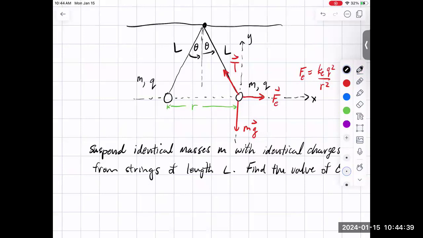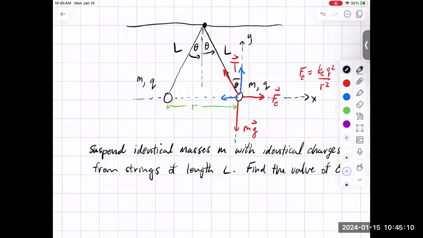I made that choice because two of my forces are already along those axes. I have my electrostatic force along the x-axis, and the gravitational force along the minus y-axis. And so if I want to separate things into components, I only have one left, and that's the tension. And so I'll have a vertical component to the tension, and I'll have a horizontal component.